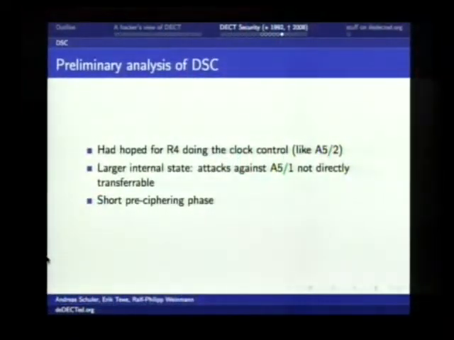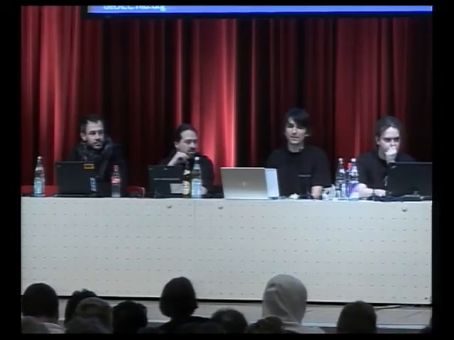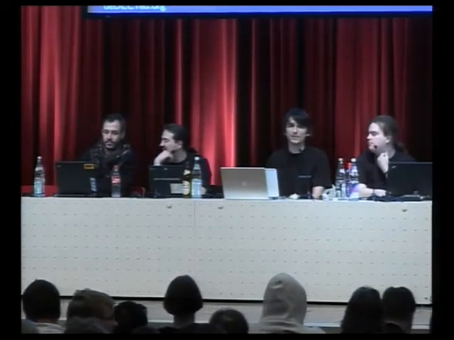This is kind of annoying, because we had hoped that they would just use R4 for the clock control, because then it would have just been a copy and paste attack from A5/2, and this thing would have been trivial to break. Well, this unfortunately is not the case, or fortunately, whichever way you look at it. Moreover, it has a much larger state than A5/1, which just has 64 bits of internal state. This cipher has 80 bits of internal state, and this means that we cannot directly transfer these attacks as well. But the short pre-ciphering phase gives us hope.